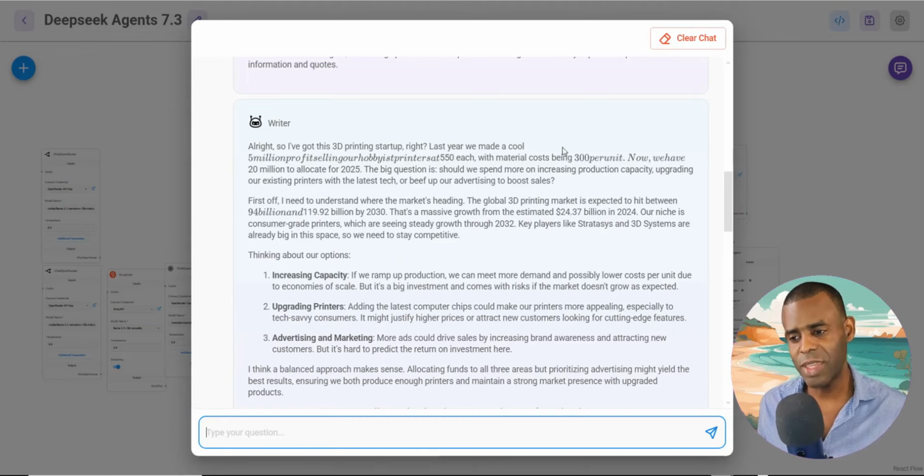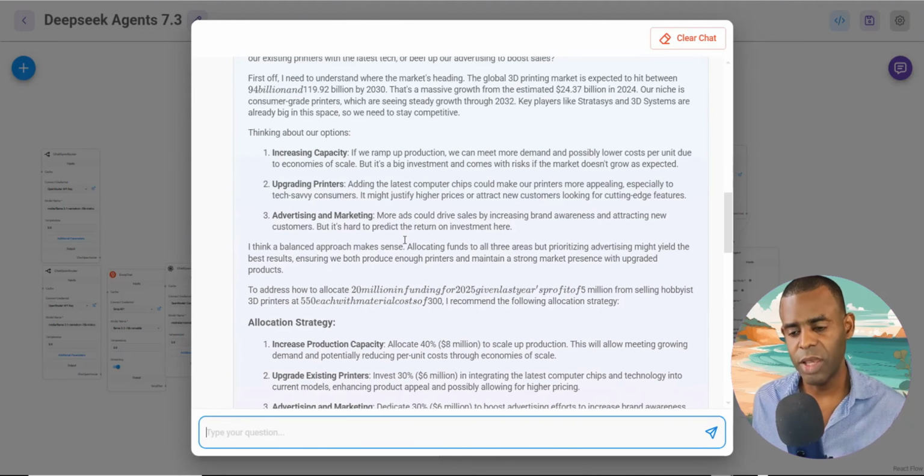And then it says, first I need to understand where the market is heading. The global 3D printing market is expected to hit between 94 billion and 119 billion by 2030. That's a massive growth from the estimated 24.37 billion in 2024. Our niche is consumer-grade printers, which are seeing steady growth through 2032. Key players like Stratasys and 3D Systems, which are real companies, are already big in this space, which is true. So we need to stay competitive. All right. So this is where it starts to think about the different options.